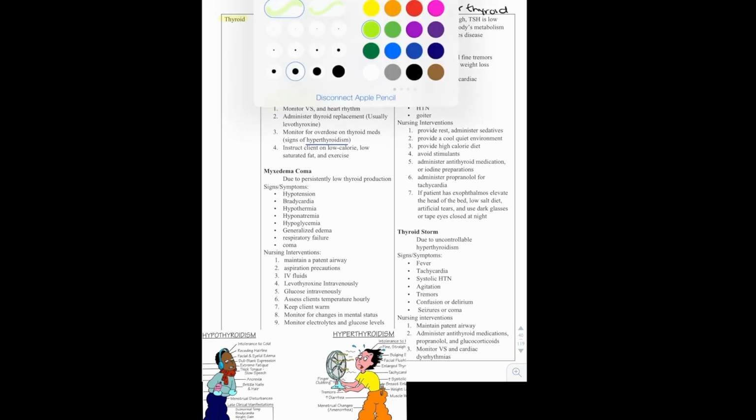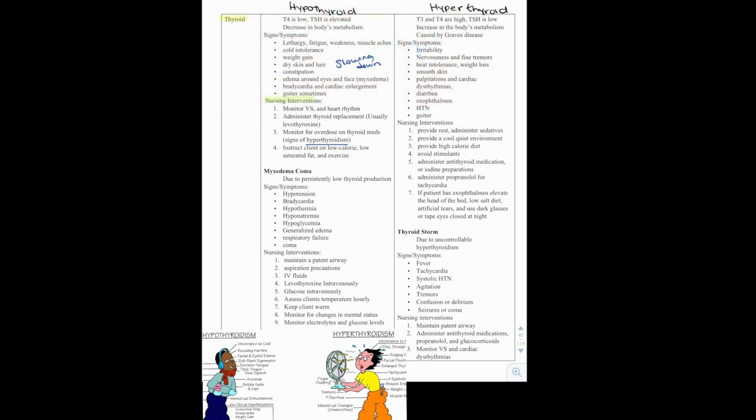To go along with hypothyroidism, we also have something called myxedema coma. So we can see up here that one of these signs and symptoms was edema around the eyes and face, which is myxedema. A myxedema coma is due to persistently low thyroid production. We're going to see hypotension, bradycardia, hypothermia, hyponatremia, hypoglycemia, generalized edema, respiratory failure, and then coma. This is not good. We don't want this to happen.